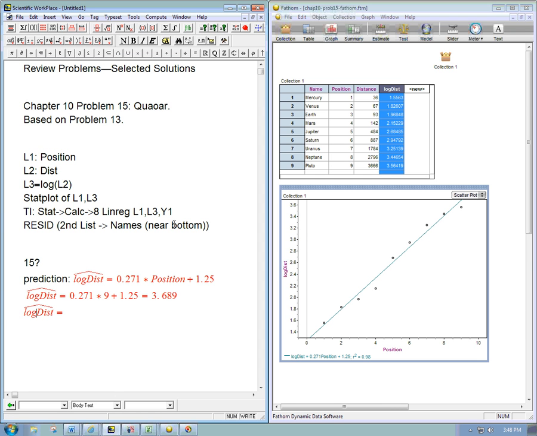I'm sorry, distance. Just kidding. Not the log of the distance, but oh, he thinks that's a tangent. That's so clever. I'm just going to put dist. Okay. Is 10 to the 3.689.